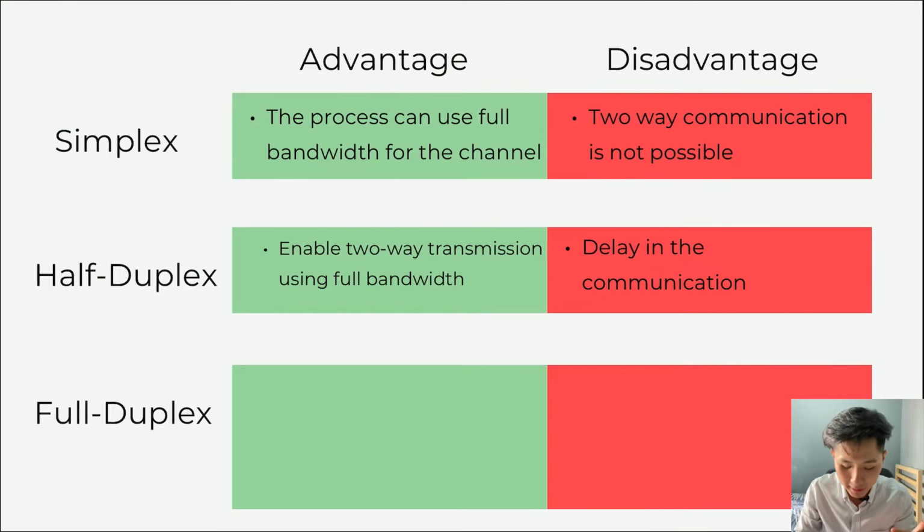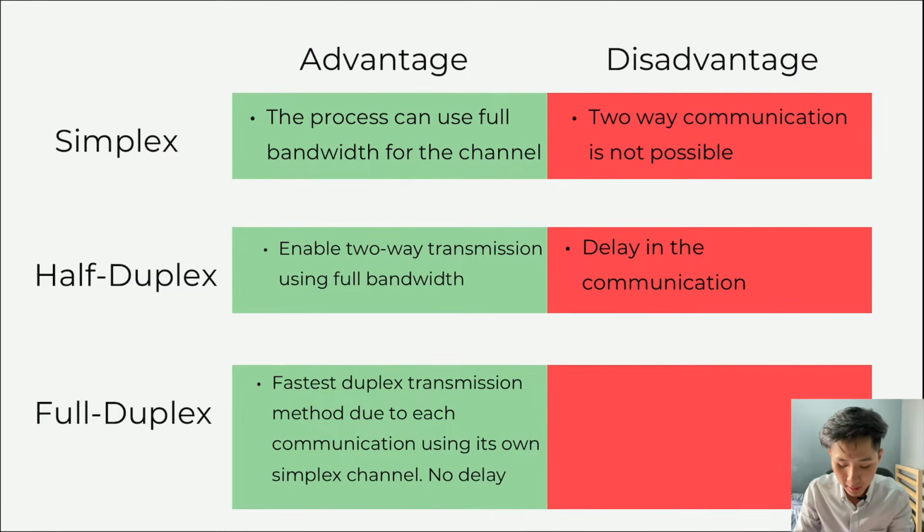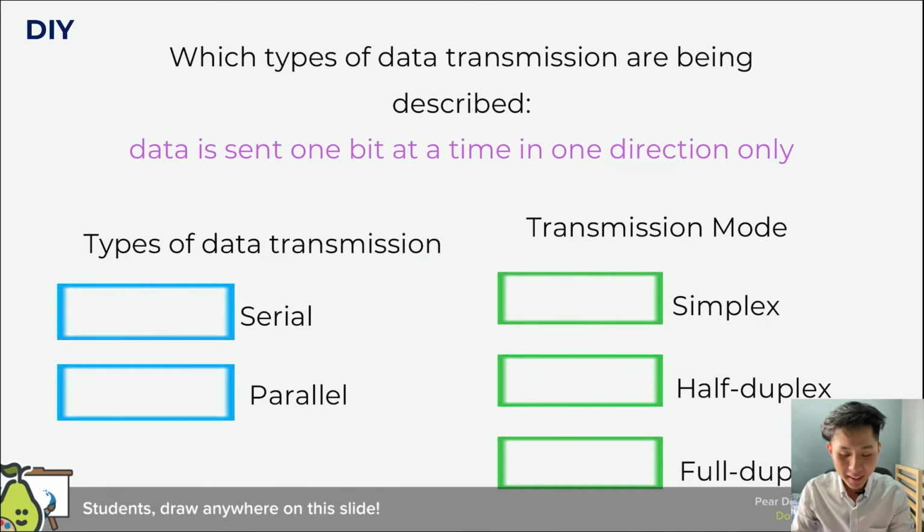All right. And as for full duplex, it is the fastest duplex transmission method due to each communication using its own simplex channel. There's no delay. Data can be transmitted two-way. The disadvantage is that some networks are not able to utilize the technology, as it is some advanced technology. So one thing to learn is that, just as I said, data transmission can either be serial or parallel, plus simplex, half duplex, or full duplex.